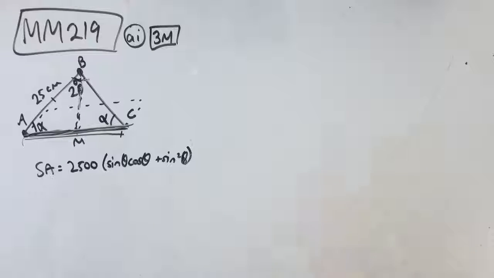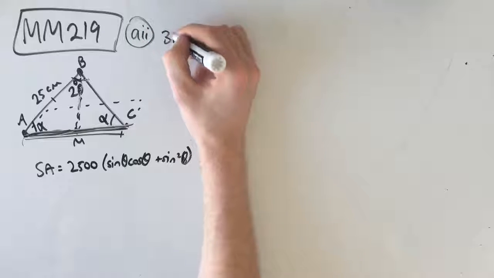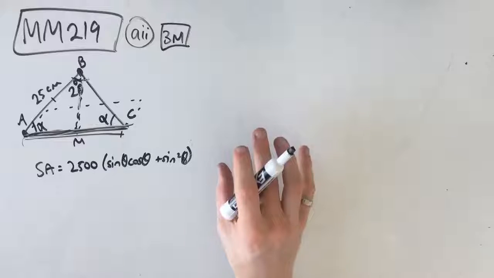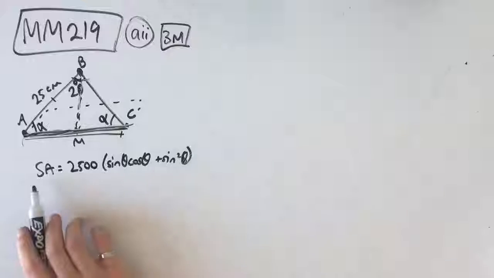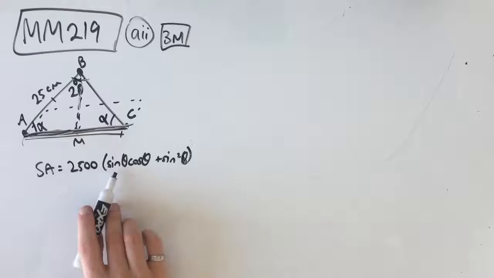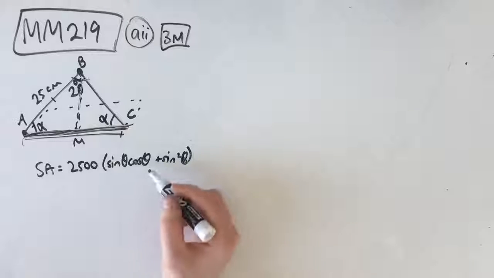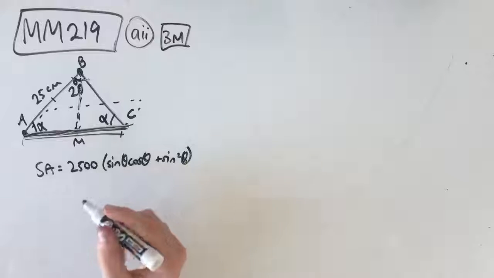As soon as we start talking about maximum surface area or maximum volume or maximum length or anything maximum or minimum, immediately you need to think derivative and making that equal 0. A maximum or minimum occurs at a turning point, which means that our derivative is going to equal 0. So if the surface area is equal to 2500 times sine theta cos theta plus sine squared theta, our maximum surface area is going to occur when the derivative of this is equal to 0, or when the gradient of this is equal to 0.